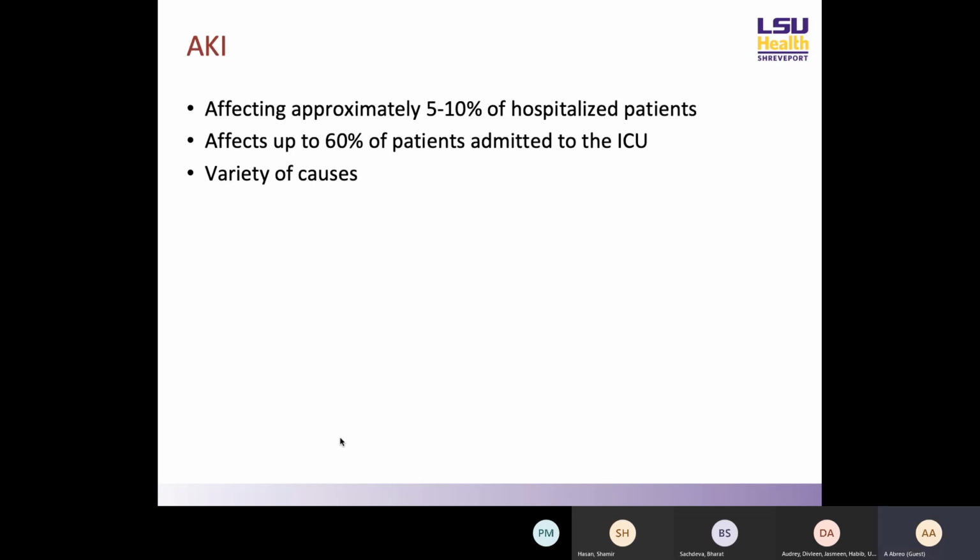So just starting broadly, AKI is incredibly common in the hospital, 5 to 10% of hospitalized patients, and up to 60% of those admitted to the ICU. So, of course, as nephrologists, we know that the prevalence is pretty high because our pager is always going off. But the challenge with AKI is that it's not a uniform thing. There are a variety of causes that can involve different parts of the kidney, whether it's the glomerulus or the tubules, and you want to look at clues to decide where the injury may be based on the pattern of injury.